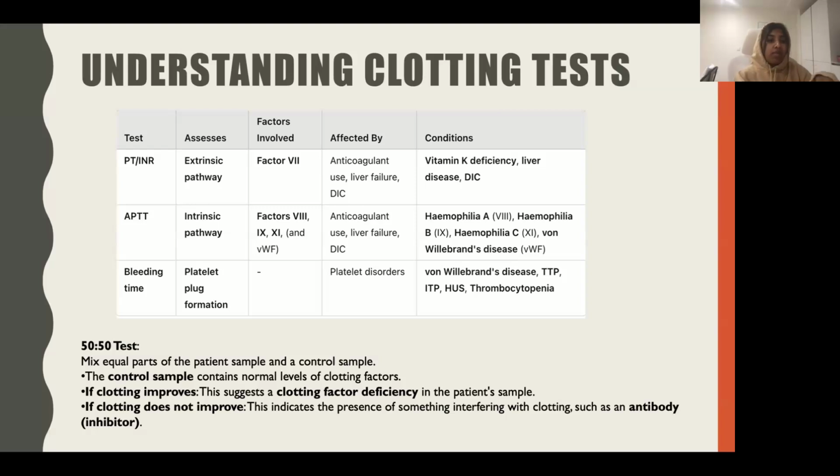APTT is really important because APTT assesses your intrinsic pathway, which is factor 8, 9, and 11, and von Willebrand factor. So APTT basically tells you about your hemophilias and your von Willebrand disease. So if you see APTT looking a bit unusual, you need to think, these are my inherited bleeding disorders.